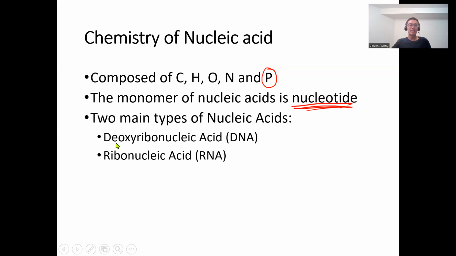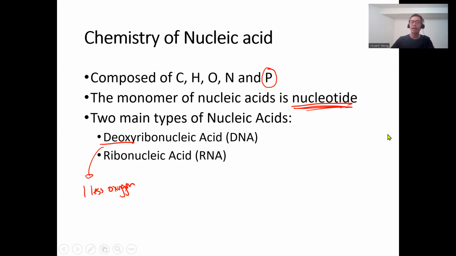DNA is deoxyribonucleic acid, and RNA is ribonucleic acid. Deoxy means it has one less oxygen compared to RNA. That's why it's deoxy. I'll show you what that looks like in a bit.